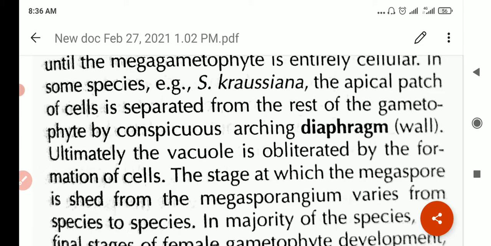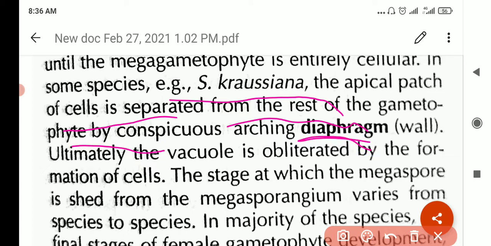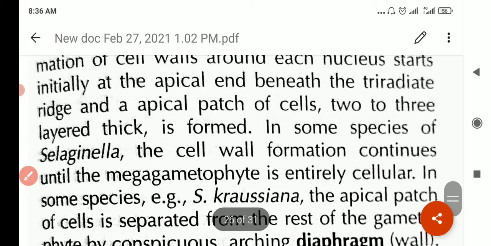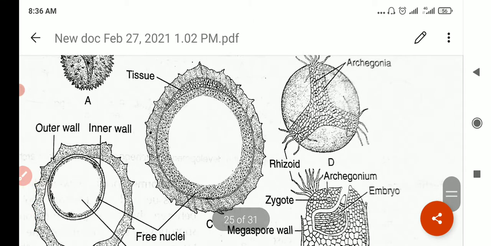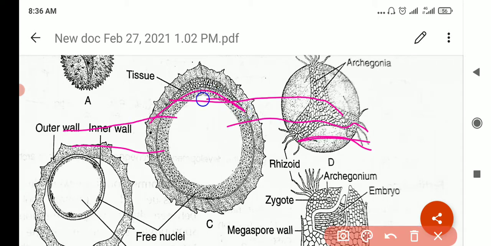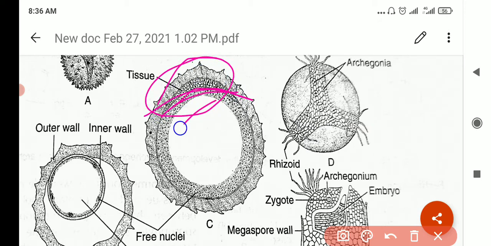While in other species, for example Selaginella kraussiana, the apical patch, those cells of the apical part, at the tip, will be separated from the rest of the gametophyte by a diaphragm, by a wall. So this one we are seeing here, kraussiana. You see, there is some sort of a wall that separates this cellular tissue from the free nuclear tissue down below.